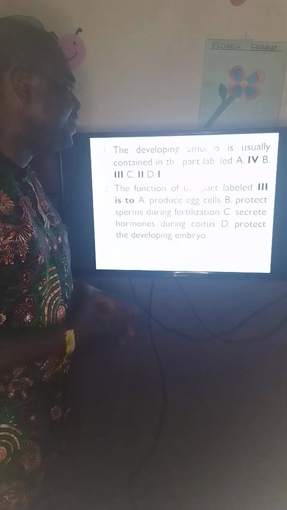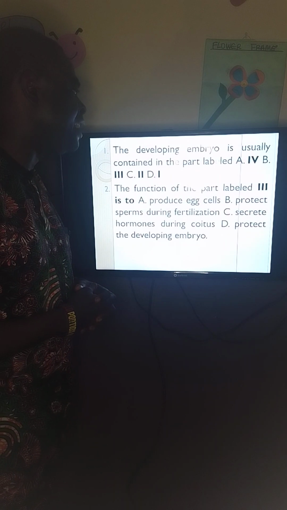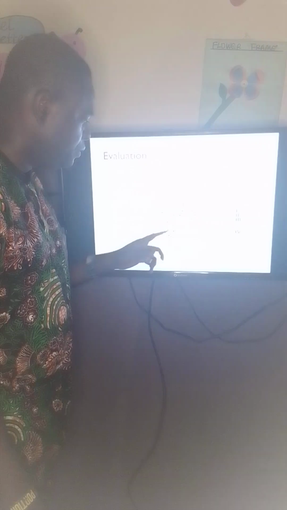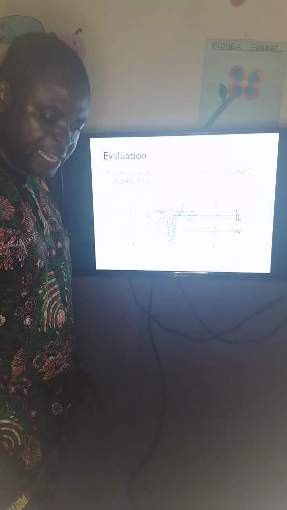Let's see the question they are asking now. The developing embryo is usually contained in the part labeled dash. That is the womb. Then let's look at the second question. The function of the part labeled III is to do what? What is III? III is the ovary. Its function is to produce egg and to release egg.